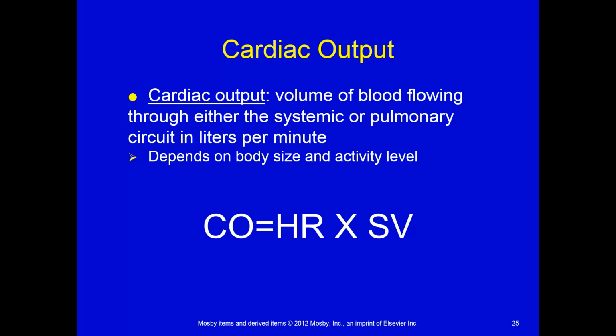Okay. Cardiac output is the volume of blood flowing through either the systemic or the pulmonary circuit, so either the right side of the heart or the left side of the heart, in liters per minute. So obviously this depends on body size, activity level, and someone's physical fitness level, so to speak. By that I mean, my normal cardiac output sitting in a chair is going to be much different than a marathon runner or Lance Armstrong or someone like that, which is also going to be very different from my 85-year-old grandmother, right? So cardiac output really does depend on a lot of factors like body size, activity level, et cetera.